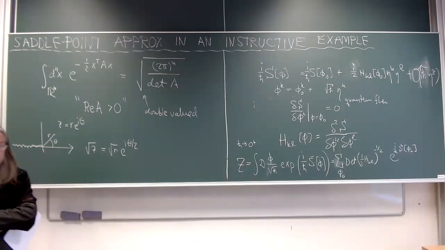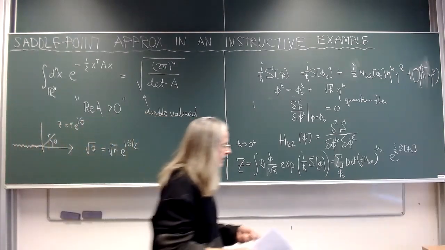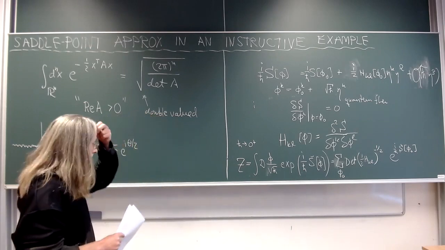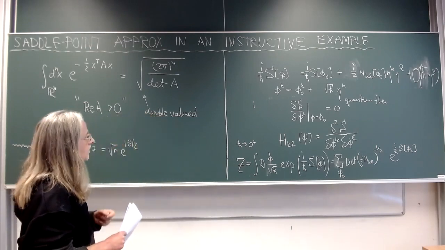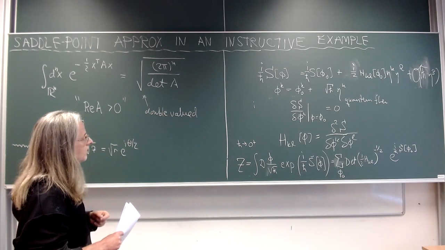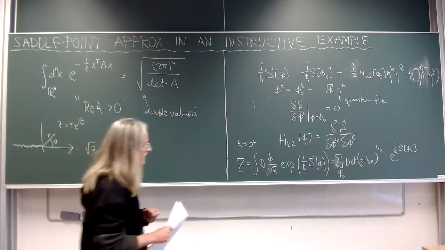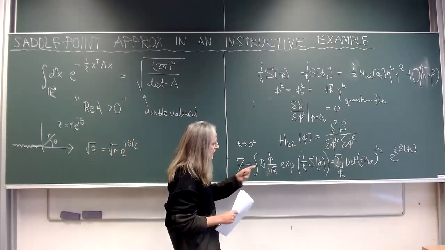So I have a question. Similar to the previous formula, you said that for the integral to converge, the real part of the matrix, I mean, the eigenvalues, have to be positive. Is there some similar restriction here on the Hessian? That's right.